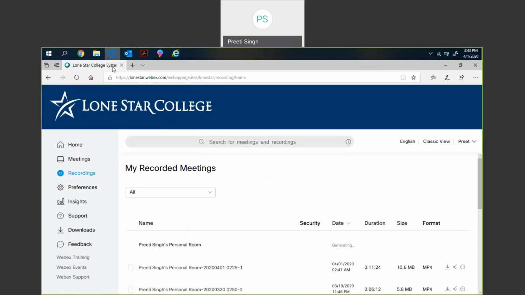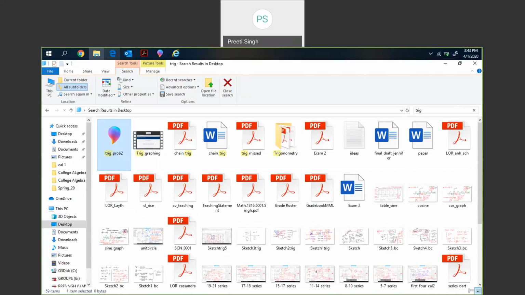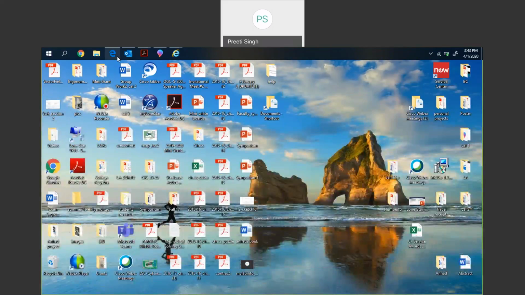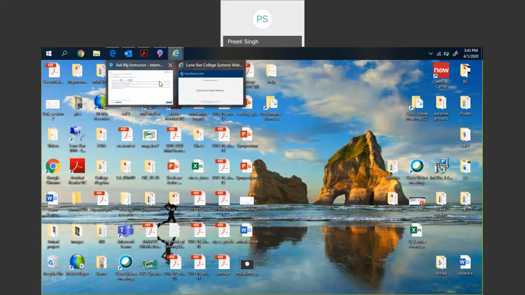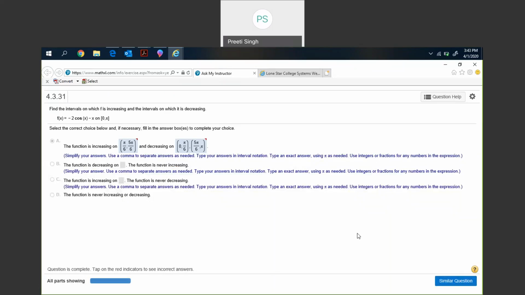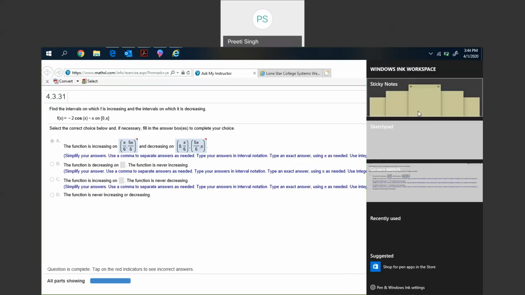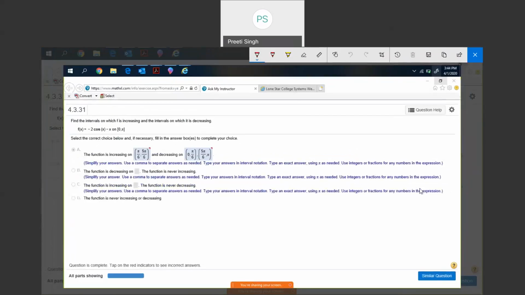I'm going to go over a problem that a student sent me yesterday. The problem is from graphing functions, to find the critical points and the intervals where the function is increasing or decreasing. As you can see, the problem is up on my screen, and it is asking to find the intervals on which the function f is increasing and where the function is decreasing.